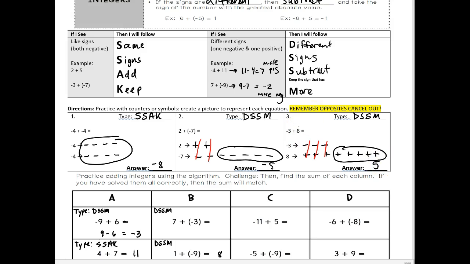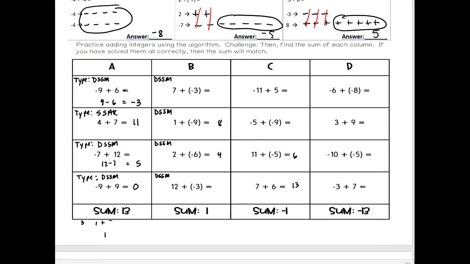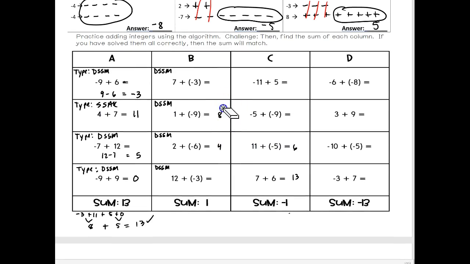Okay, so we're going to practice a little bit. In these problems, basically what I'm going to ask you to do is go ahead and solve them, and you'll know if you've solved them if at the bottom all of your answers add up to that sum. All right. So for instance, in column A, I label it the type first. It's a different sign, subtract more, because these are different signs. So I subtract 9 minus 6. I have more negatives. That's why my answer is negative 3.